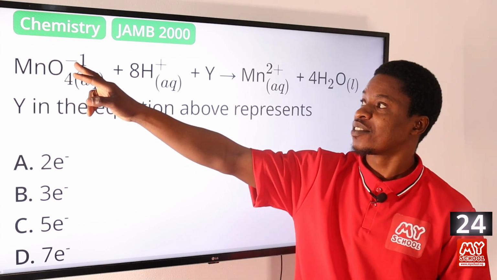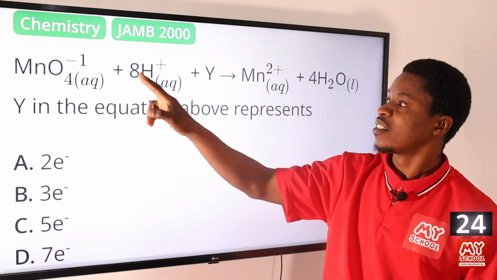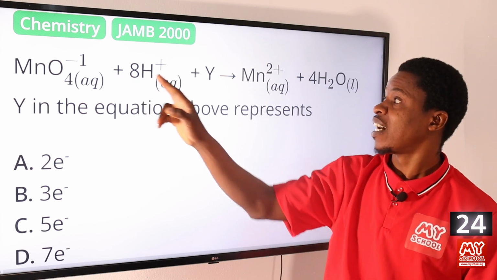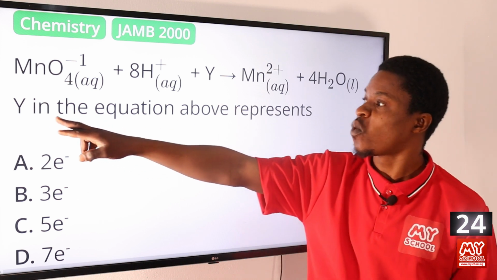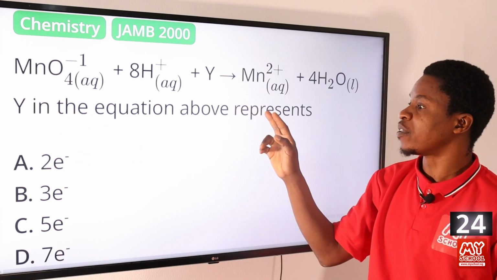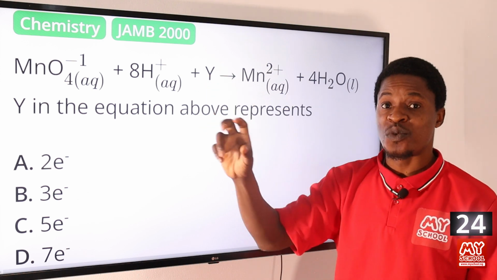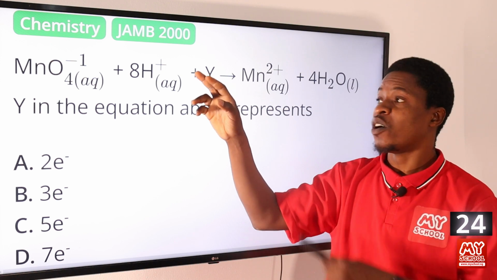Question number 24. MnO4 minus, plus 8 moles of hydrogen ion, there's an acid here actually, reacting with that, plus Y gives us Mn2 plus and water. The question says Y in the equation above represents what? In essence, what the examiner expects of you is to find the number of electrons on the left hand side.